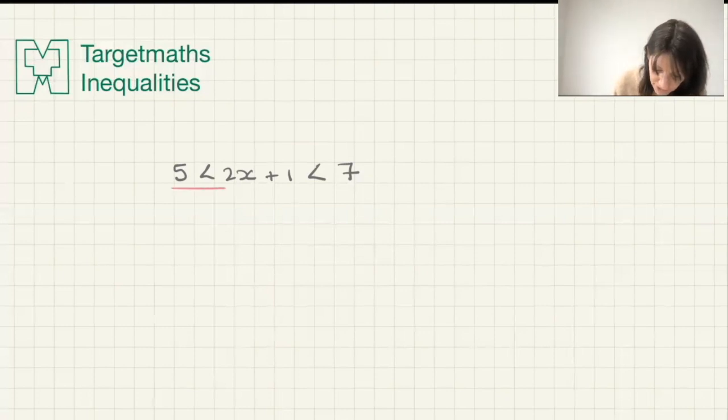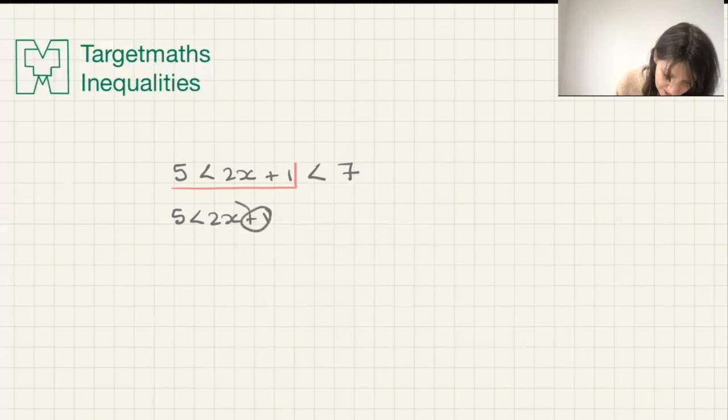Okay, so I'm concentrating on that bit first. So I've got 5 and then 2x plus 1. So the plus 1's going to land as minus 1, and 5 minus 1 is 4. And then that's going to land as divide by 2. So I've got 2 and x here.